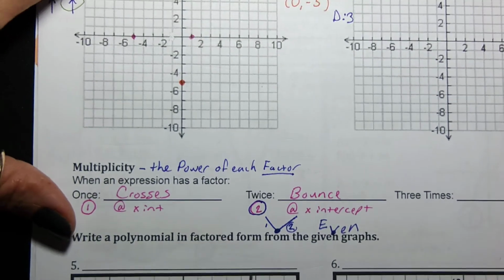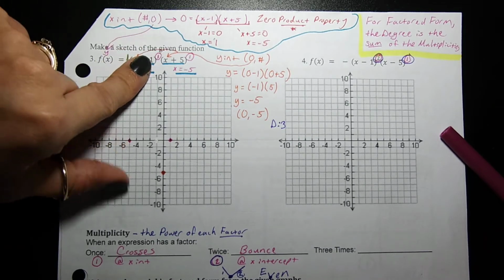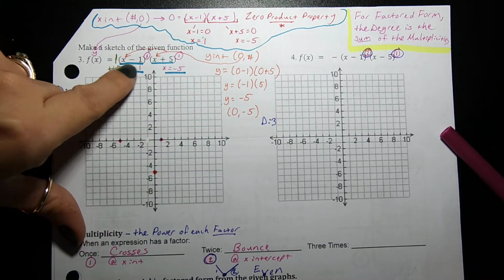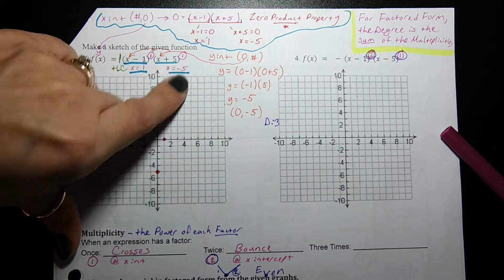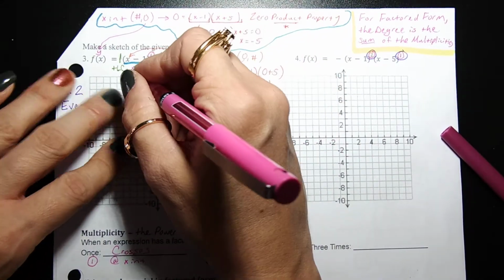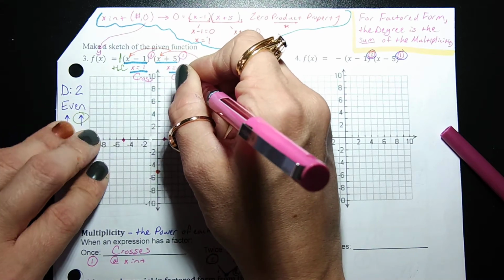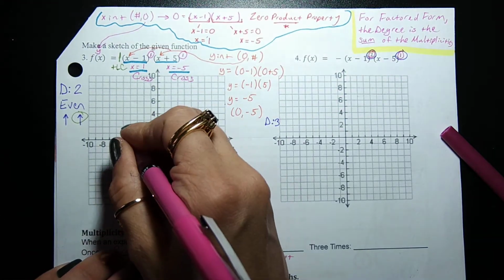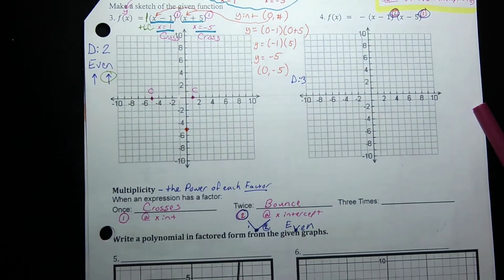So folks, with this in mind, we know that this one has an odd multiplicity of 1. This one has an odd multiplicity of 1 as well. So at those x-intercepts, we are going to cross and cross the x-axis. So I like to put C's by those for cross. Let's go back in here.